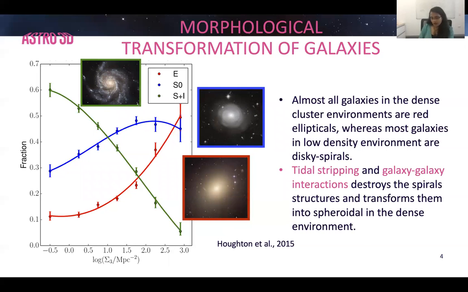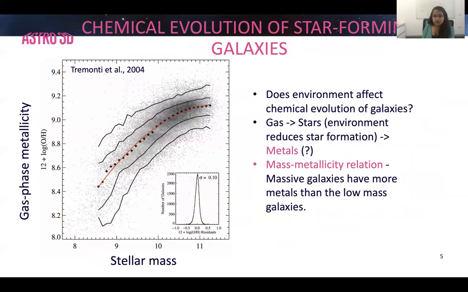But in the past 2 slides, I've shown that environment drastically reduces how fast galaxies are forming stars. So the question is, does environment also affect how efficiently galaxies are producing metals? Does it affect the rate of production of metals in these galaxies? And why do we think that there could be a difference in metal production? Because most metals, as far as we know, are produced in stars. And since star formation rate is affected in the dense environment, maybe there is an effect on the metallicities of the galaxy itself.